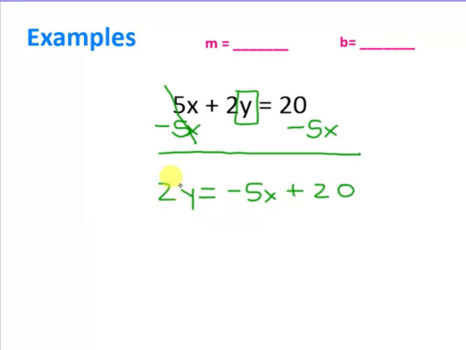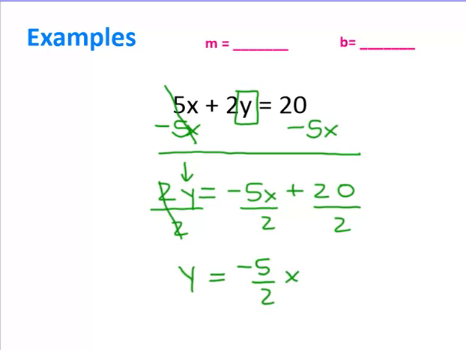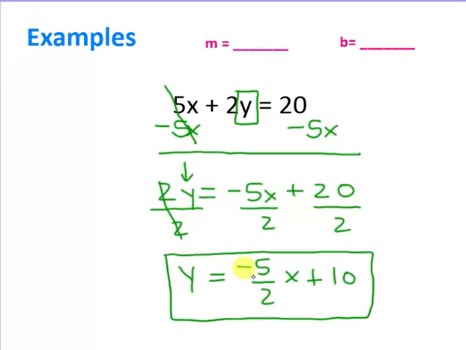Now remember, I still need my y by itself, and it has a coefficient in front of it. So divide by 2, divide by 2, divide by 2. This cancels. Y equals negative 5 over 2x, because that can't simplify anymore, plus 20 over 2 is 10. That's my answer. And like I said, it goes much quicker once you practice.